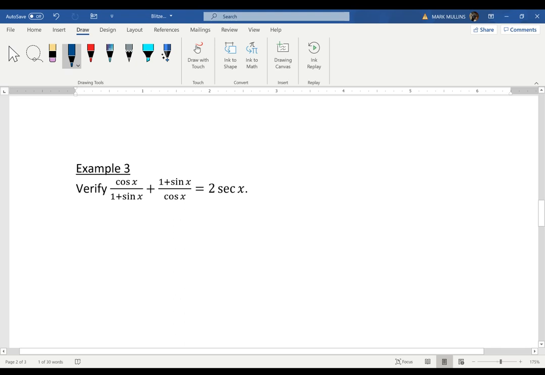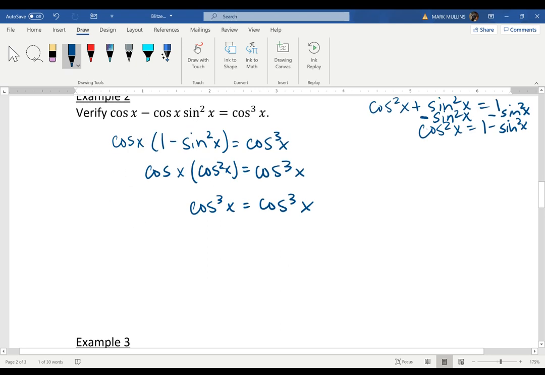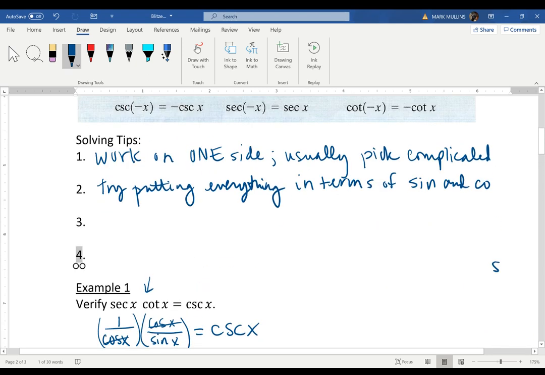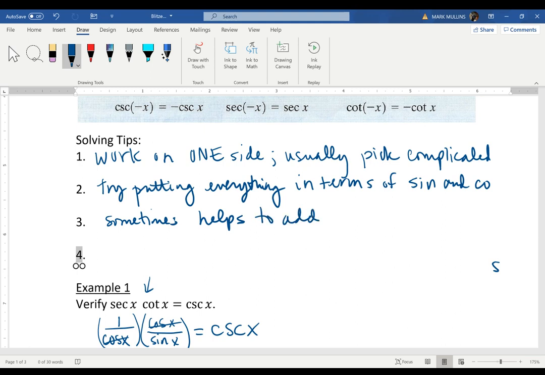All right, on our third one, definitely the more complicated side, once again, is the left. Sometimes it helps to get a common denominator. So we're going to try that, and we're going to add that to our tips. Sometimes it helps to add fractions, get common denominator.